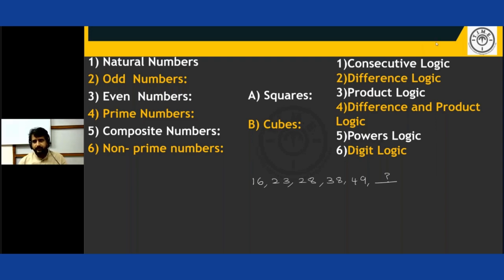Digit logic means the digits given in the numbers will play the main role. Digits in the number will play the main role. I'll tell you what exactly I meant.